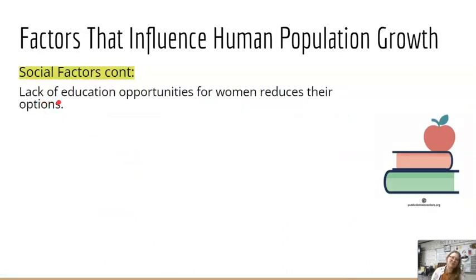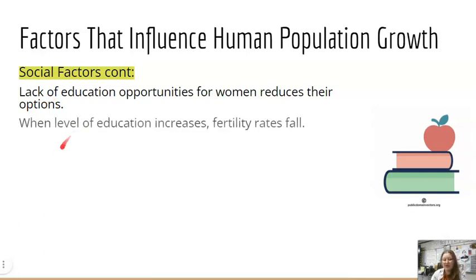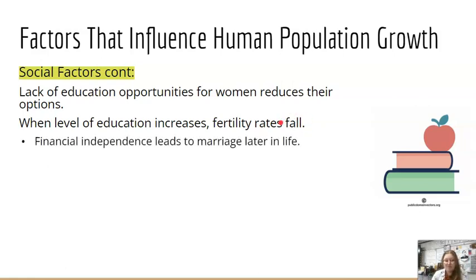I mentioned education before, but a lack of education opportunities for women reduces their options. When level of education increases, fertility rates fall, and there is data that supports this. So the more education opportunities that a woman has, the less likely she is to marry very young and spend her whole life having and raising children.